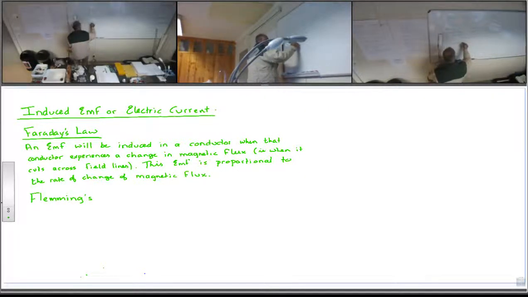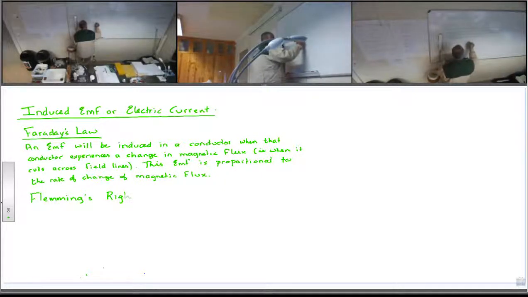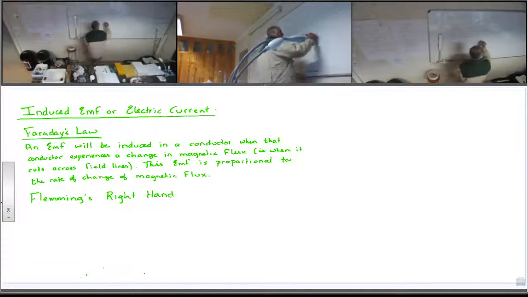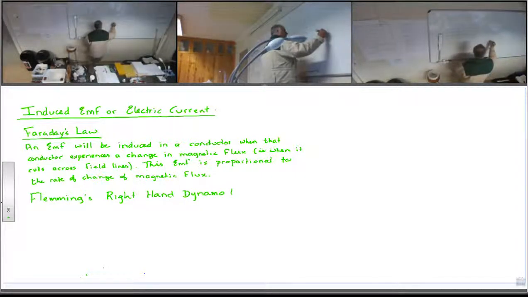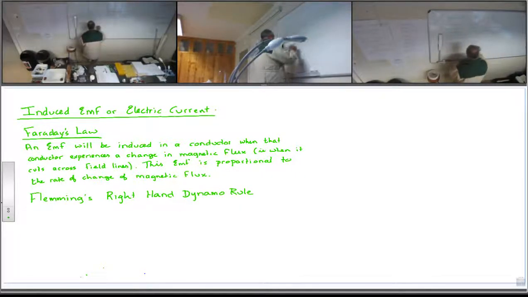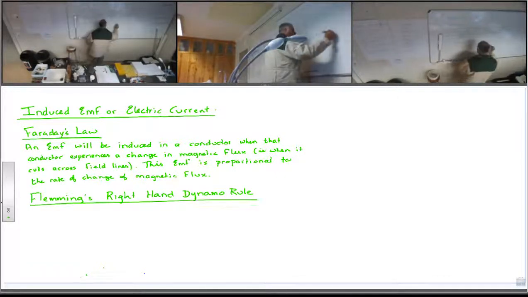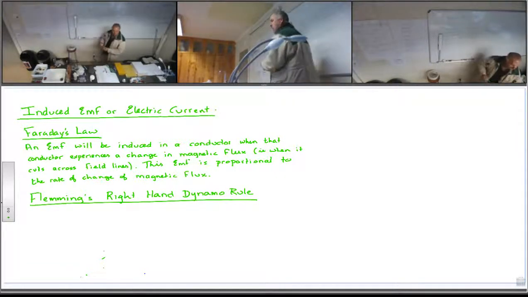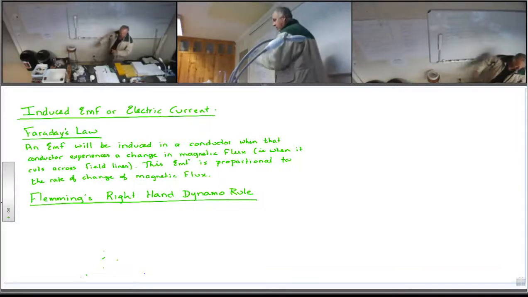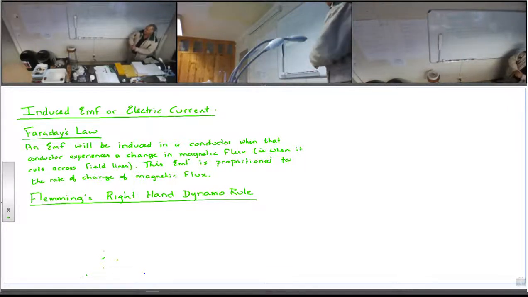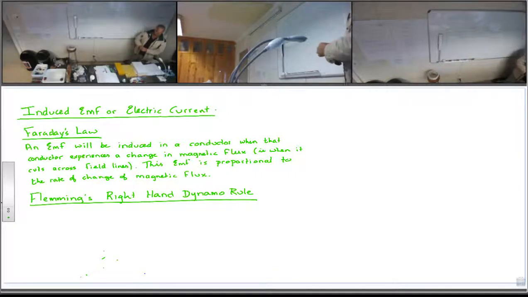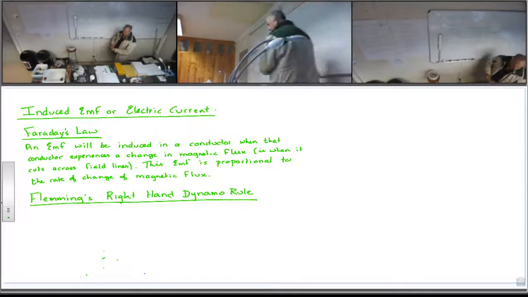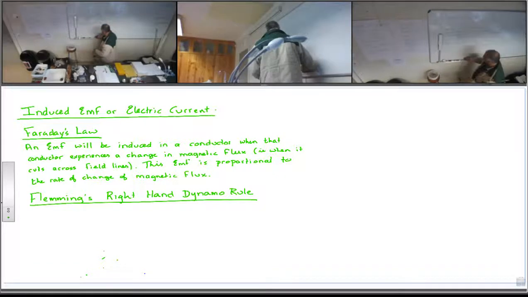Fleming again. How many? Which hand? What was his left hand? Left hand. Motor rule. This is his right hand. Dynamo rule. Thank you. Timon, have you got it in your head or on your paper? Didn't say you had to take it down. I said I would give you notes. Fleming's right-hand dynamo rule. Now, let's just have a look at a setup here.